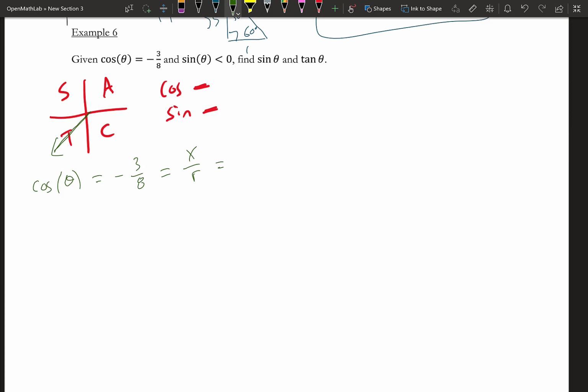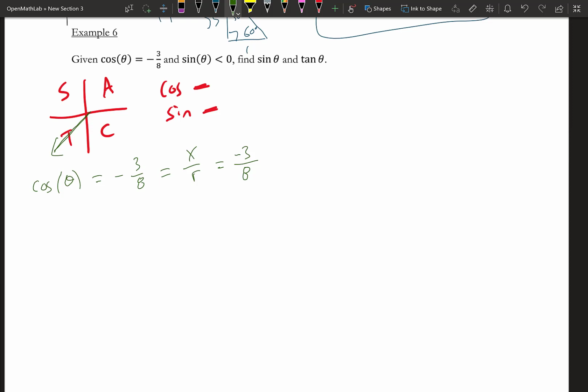So remember, r is always positive, so this would be 8 here, so x would be negative 3, right? And actually, there could be a multiple of this. This is like the most reduced down triangle, right? So for example, cosine of theta could have been like negative 6 over 16, but we reduced down the fraction. So these aren't necessarily the exact values of x and r and y, but what we're finding are values that would work, so we can figure out the other trig functions, which works just fine, right?